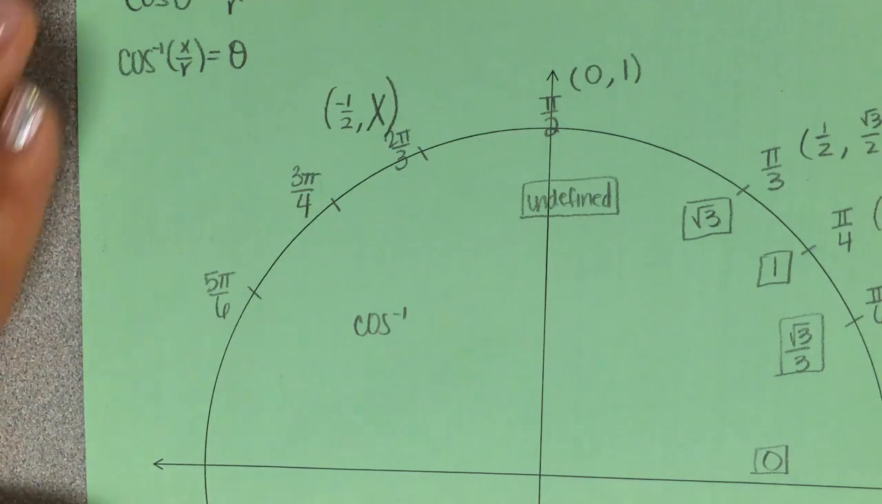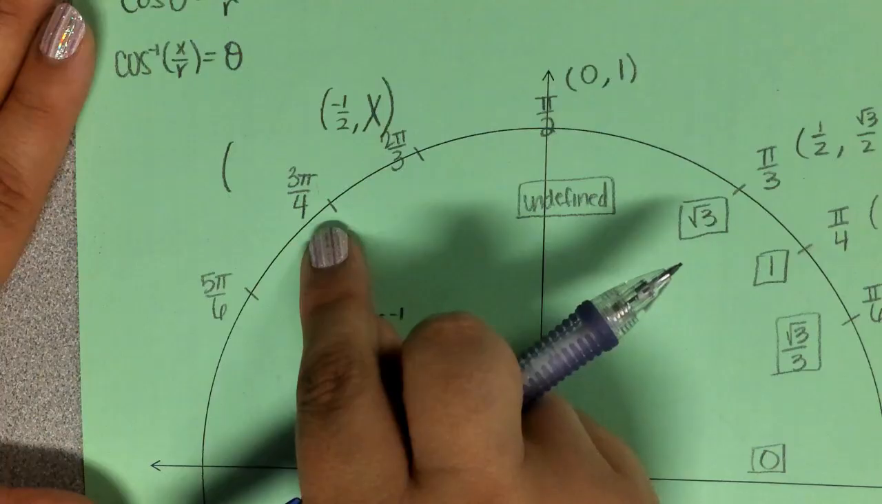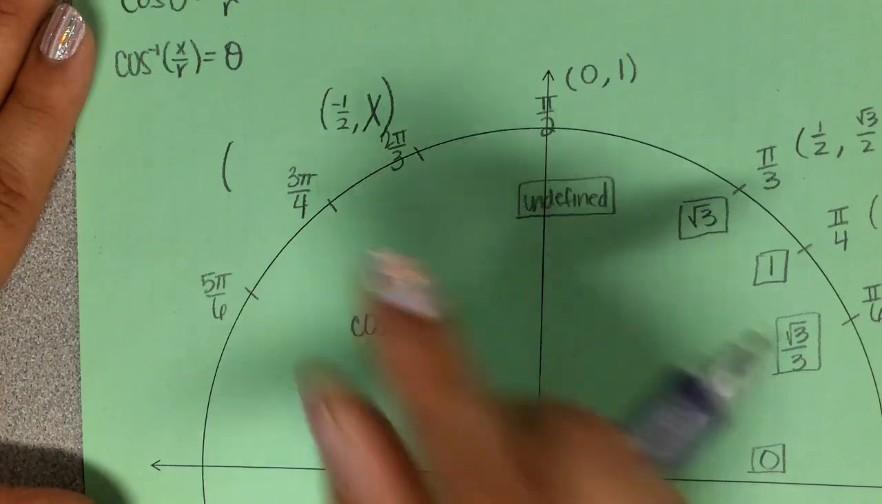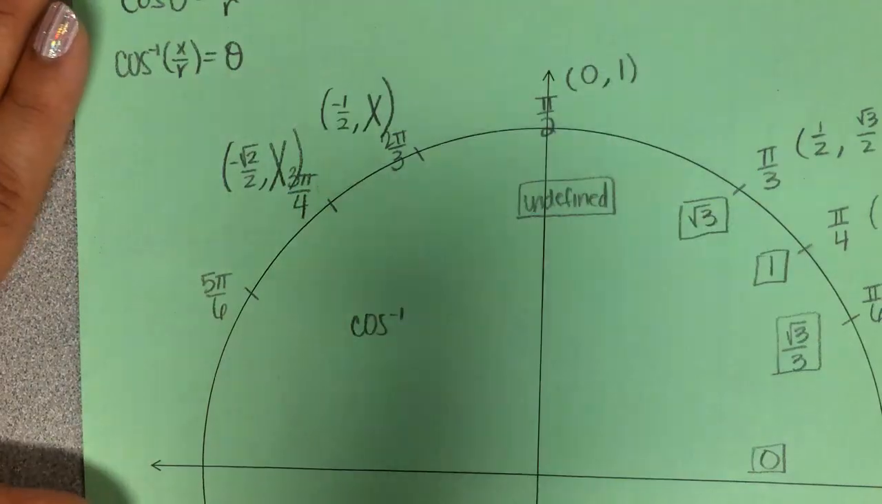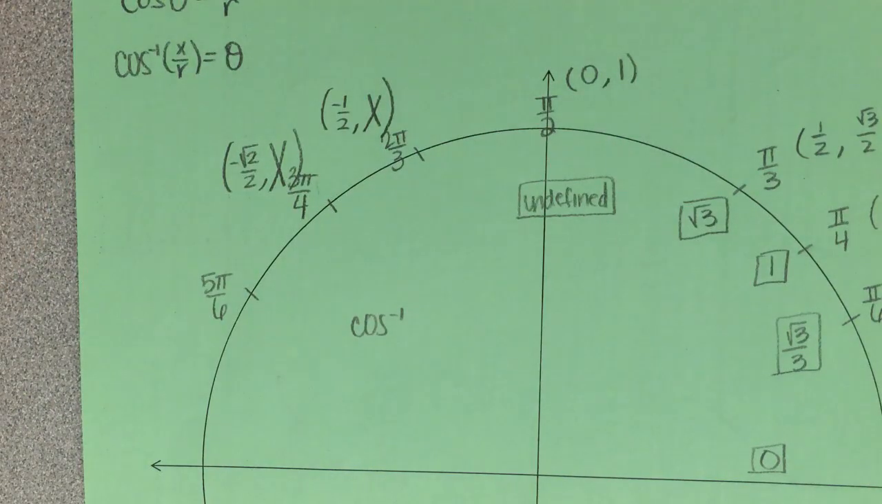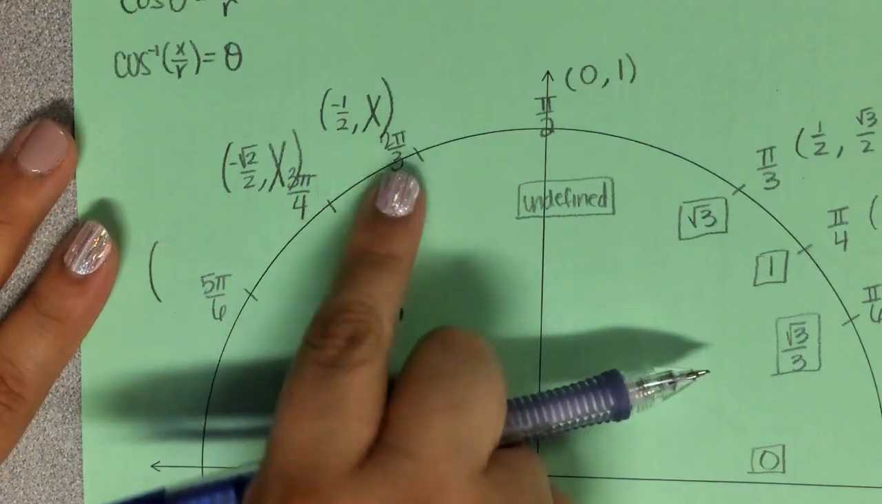Write it down, please. What is the cosine of 3 pi over 4? Negative root 2 over 2. We're not going to worry about that. And then, why are we not worrying about these signs?